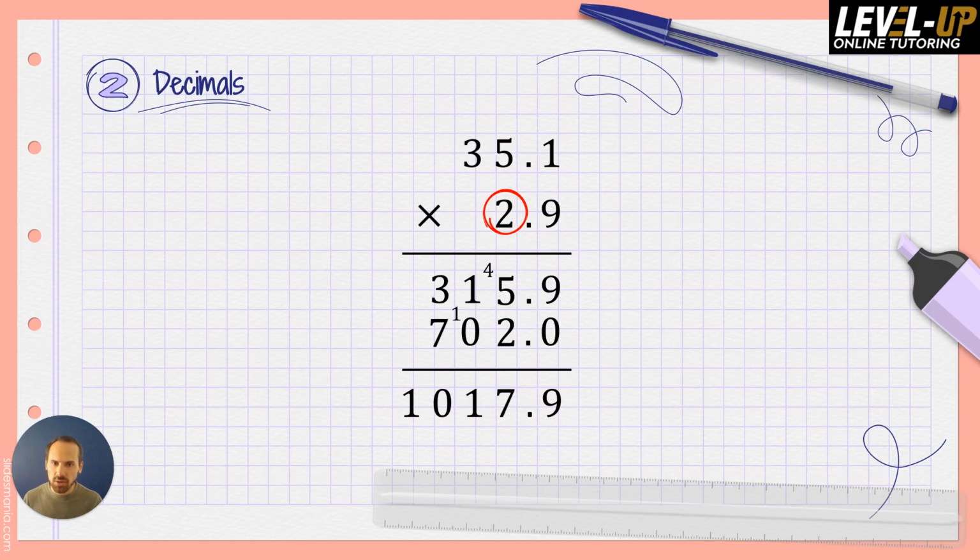And if we add down the columns again, we get this. Now you might be able to see that's not really right. We've got 35.1 times 2.9. That's not really going to come up to 1,000. It's a bit much.